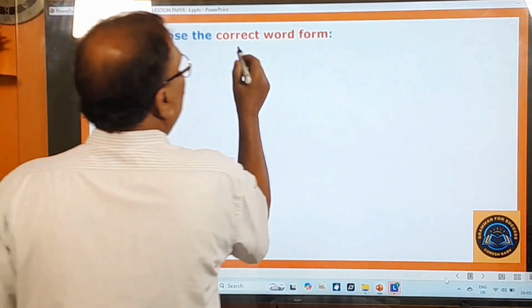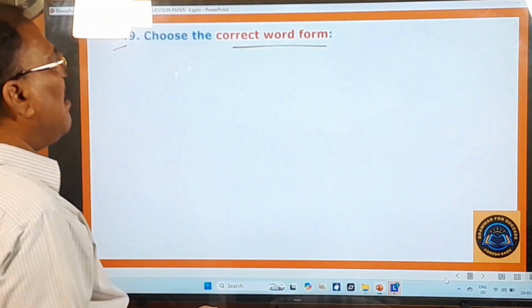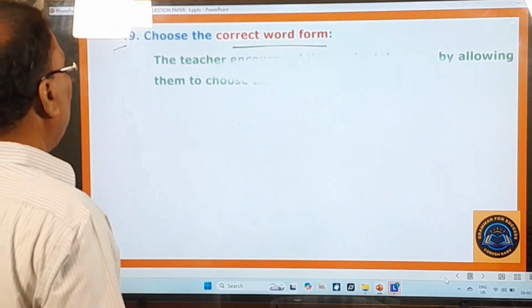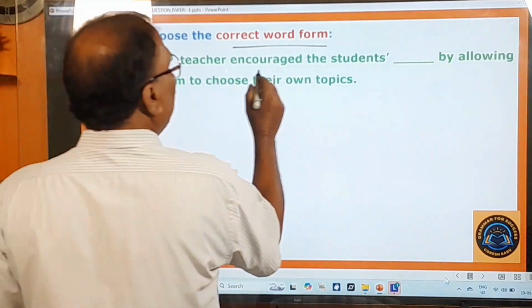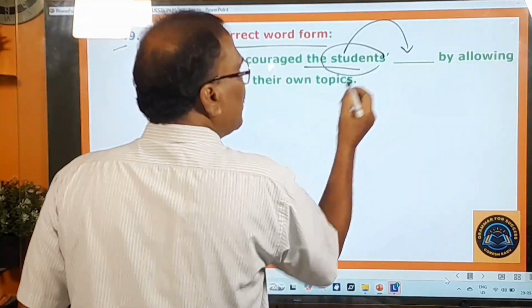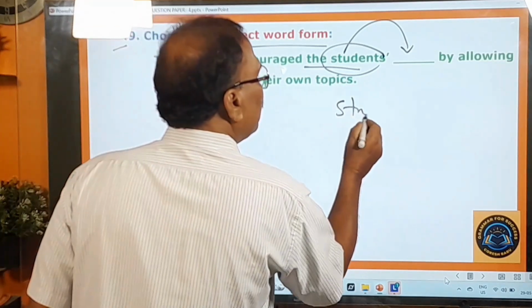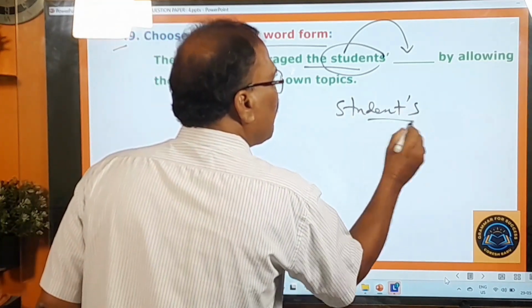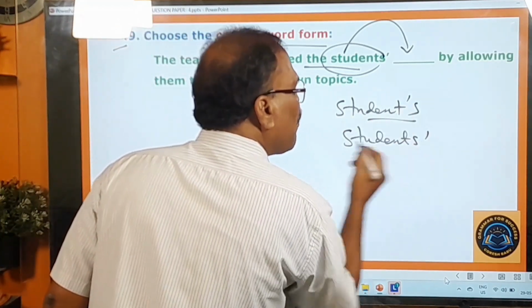49th question. Choose the correct word form. What is the correct word form? Here you look at the question. The teacher encouraged the students' dash. Students apostrophe s is there. Student apostrophe s means singular.